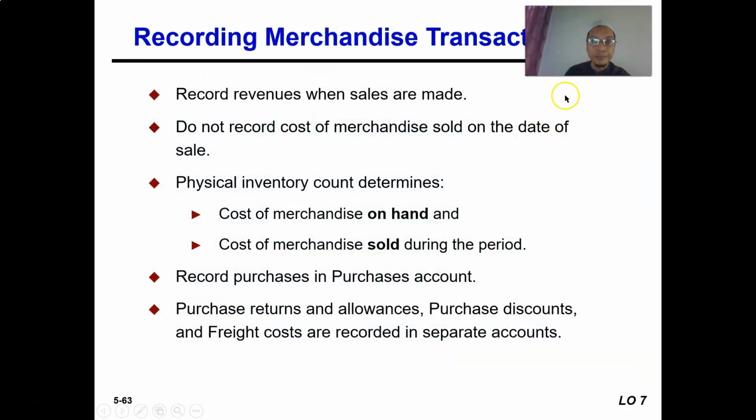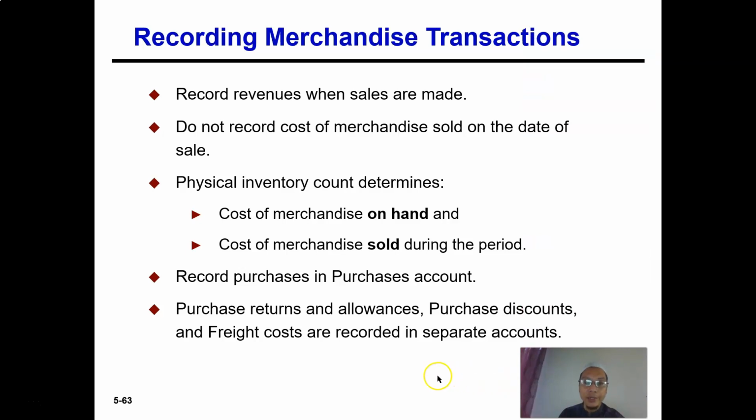So how do we record merchandising transactions under the periodic inventory system? We record revenues when sales are made. This is similar, but we do not record the cost of merchandise sold on the date of sale. We do not record the cost of goods sold. Like I said, we calculate the cost of goods sold in the income statement.